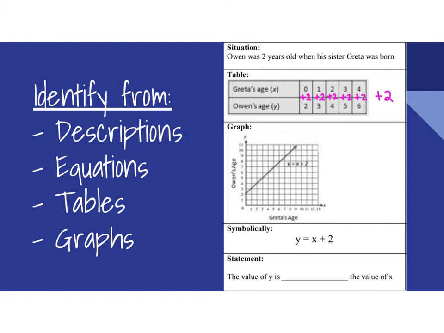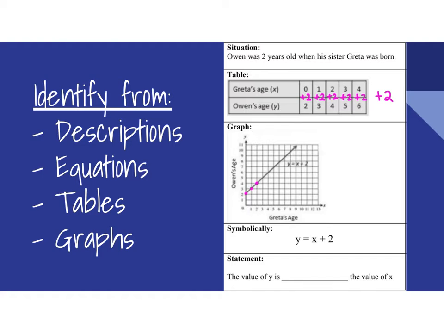Down below, we see the graph, and we can plot some points. I see the point 0, 2. I see the point 1, 3, 2, 4, and each time we're taking Greta's age x and we're adding 2 to get to Owen's age y. So from this graph, we know that it is an additive relationship.